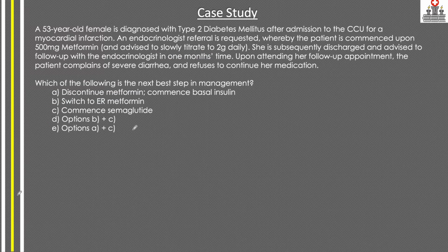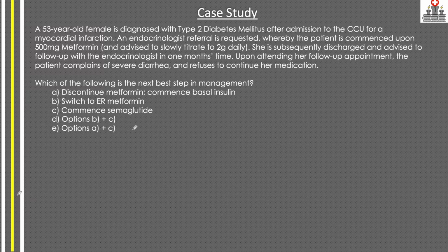A 53-year-old female is diagnosed with type 2 diabetes mellitus after admission to the CCU, cardiac or coronary care unit, depending on where you live, in the hospital for a myocardial infarction. As we said, a lot of patients are diagnosed with type 2 diabetes on this ward after undergoing some sort of event, such as a heart attack. An endocrinologist referral is requested, whereby the patient is commenced upon 500 milligrams of metformin and advised to slowly titrate to 2 grams daily.